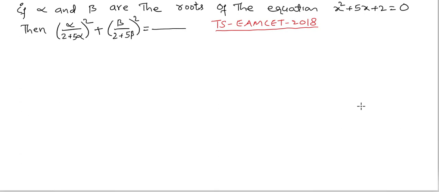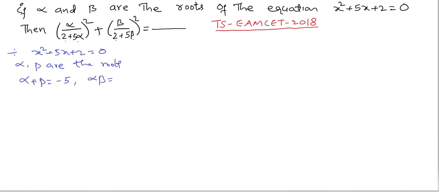If alpha and beta are the roots of the equation x² + 5x + 2 = 0, then (alpha/(2 + 5alpha))² + (beta/(2 + 5beta))² is equal to ___. This is a TS EAMCET 2018 question. Here the given equation is x² + 5x + 2 = 0, so alpha, beta are the roots. That means alpha + beta = -b/a = -5, and alpha beta = c/a = 2.